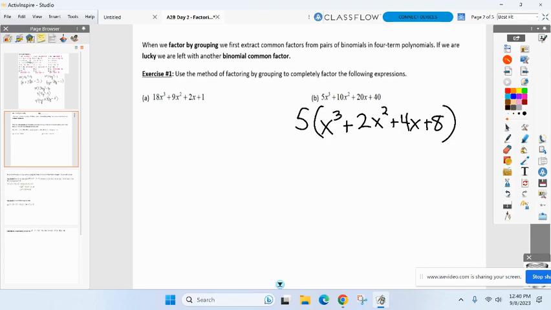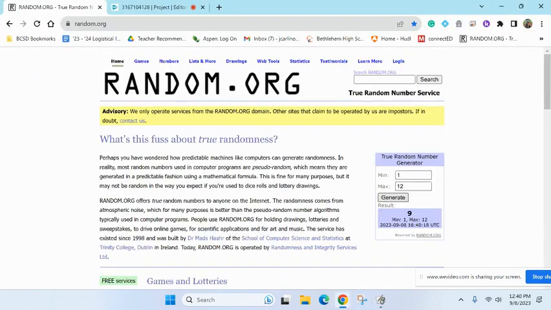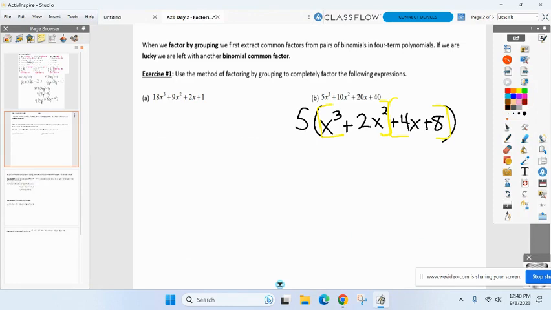We can still move on, though, right? You're probably just not taking out a GCF at this level of math here, the big boy, big girl level. So let's now group what's inside here. First 2, last 2. Let me know what you want to take out of the first grouping here. X cubed plus 2x squared. What can I take out of this? X squared. Good.